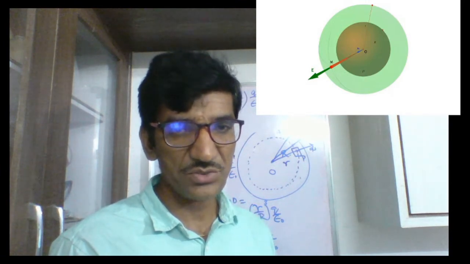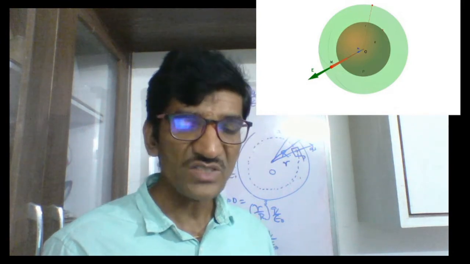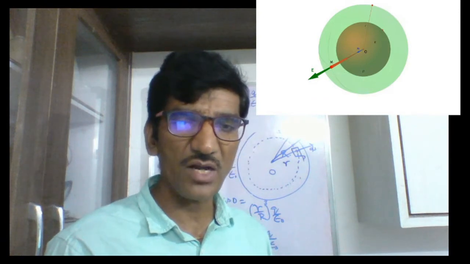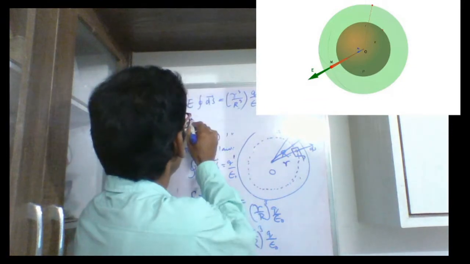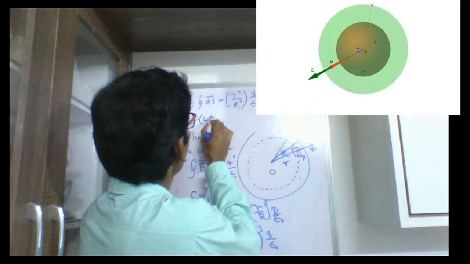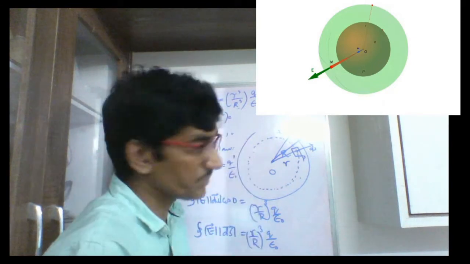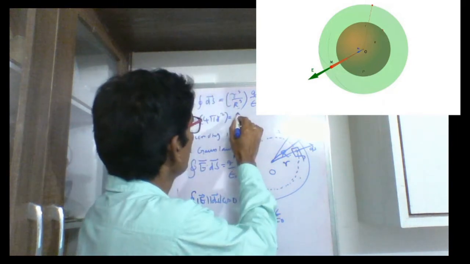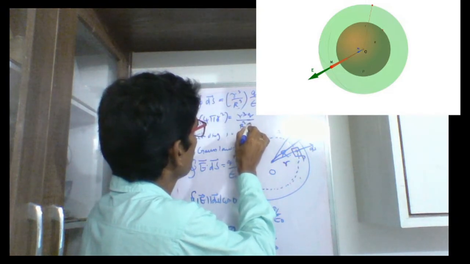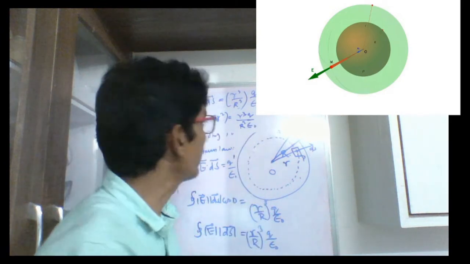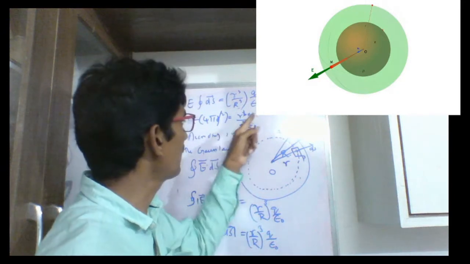Small r always refers to the Gaussian surface. So what is the surface area of the sphere with radius small r? As in the previous case, it is 4 pi r square. So E into 4 pi small r square is equal to r cube q by capital R cube epsilon naught. Now r square cancels. You are left with one r here.